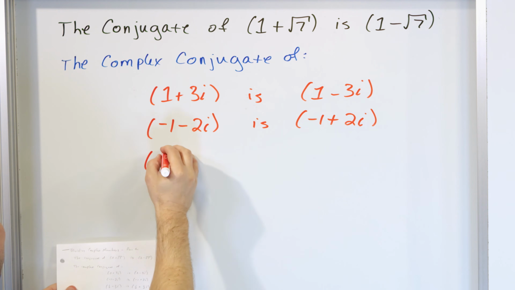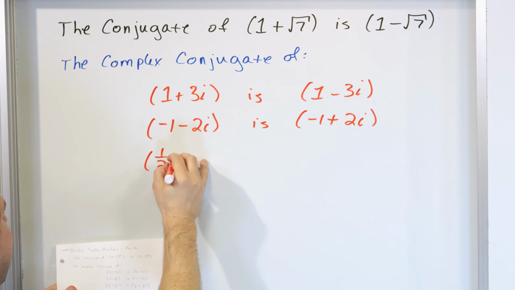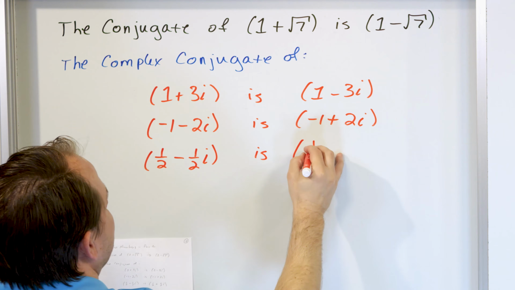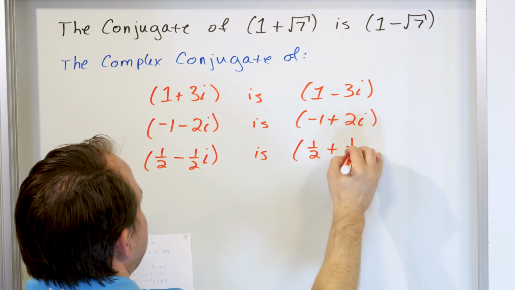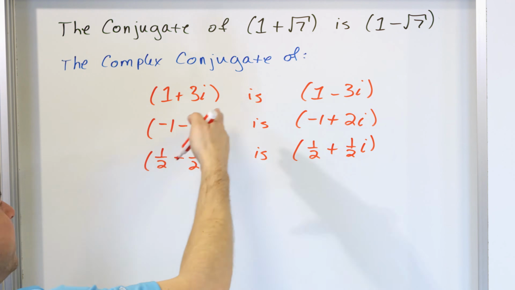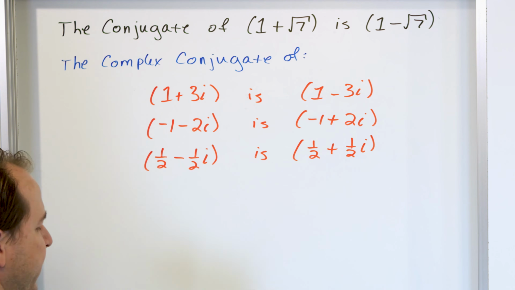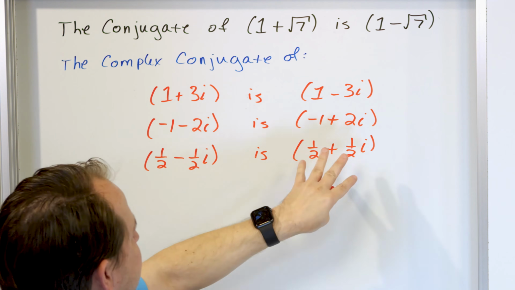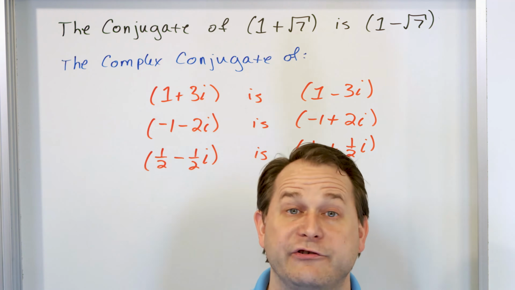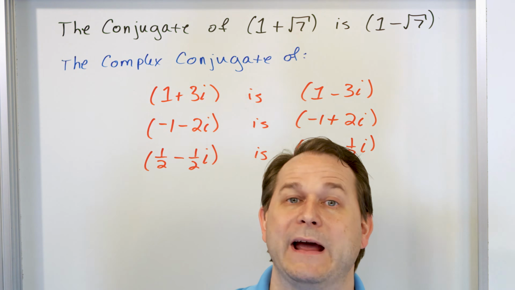One more example. Doesn't matter if you have fractions here or not. If you have 1/2 minus 1/2 times i, the complex conjugate of that is 1/2 plus 1/2 i. You make a copy of it, you switch the sign. So positive becomes negative, negative becomes positive. So we say that this is the complex conjugate of this, and we say that this is the complex conjugate of this. So these complex conjugates happen in pairs.